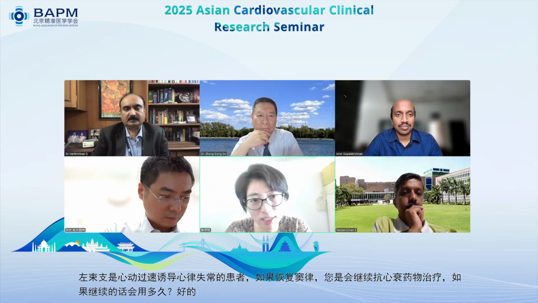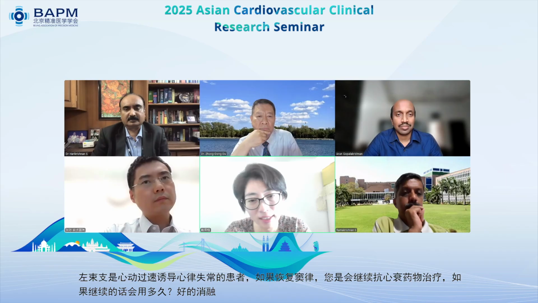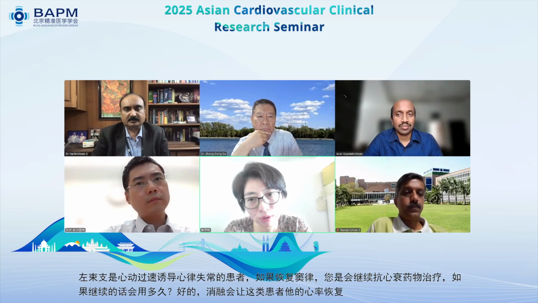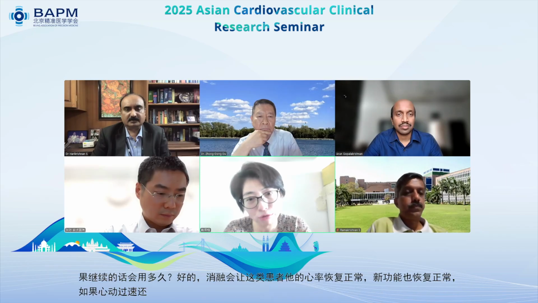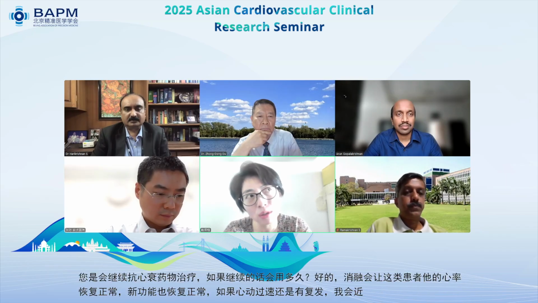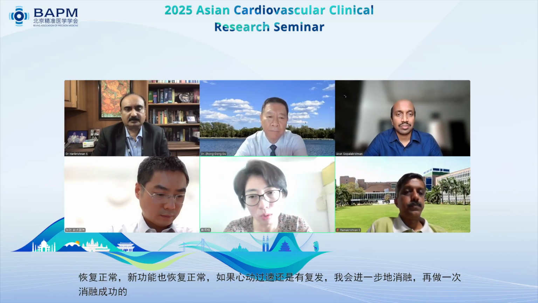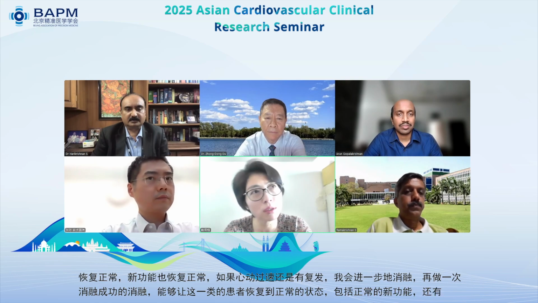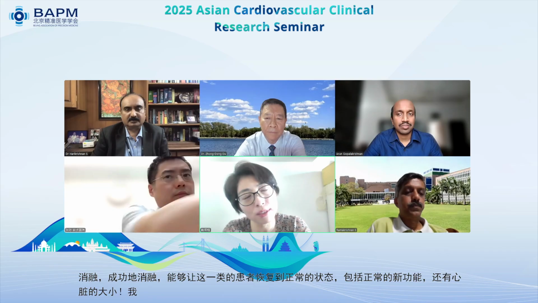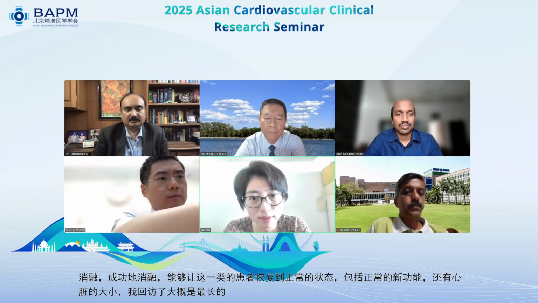Ablation can make such patients with TIC get normal cardiac function. If tachycardia recurred, I will perform another ablation for such a patient. And successful ablation can get these patients normal heart function and heart size. I have follow-up, the longest follow-up is about 10 years. They remain normal.